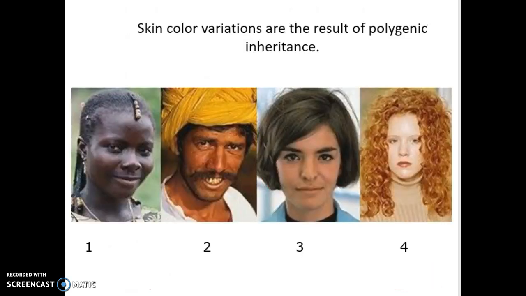So we take a look at this group of 4. Odds are the young lady on the far right has recessive alleles, light pigmentation. Young lady on the far left, lots of dominant alleles, dark pigmentation. The two folks in the middle, a mixing and a matching, some dominant, some recessive. But think about the mixture of genetics across cultures now, across the human population, and how much variation we have out there when it comes to skin tone. All right, so polygenic inheritance: multiple genes to express one trait.